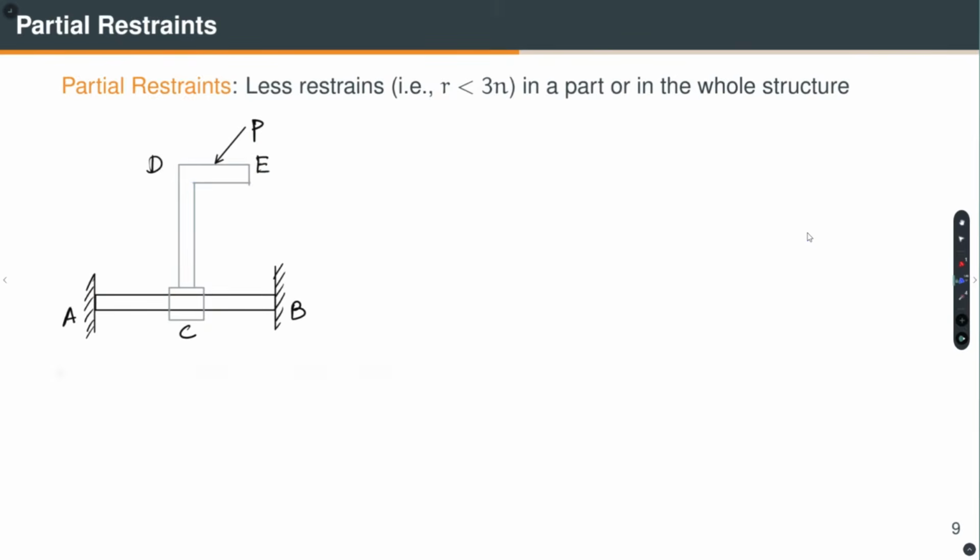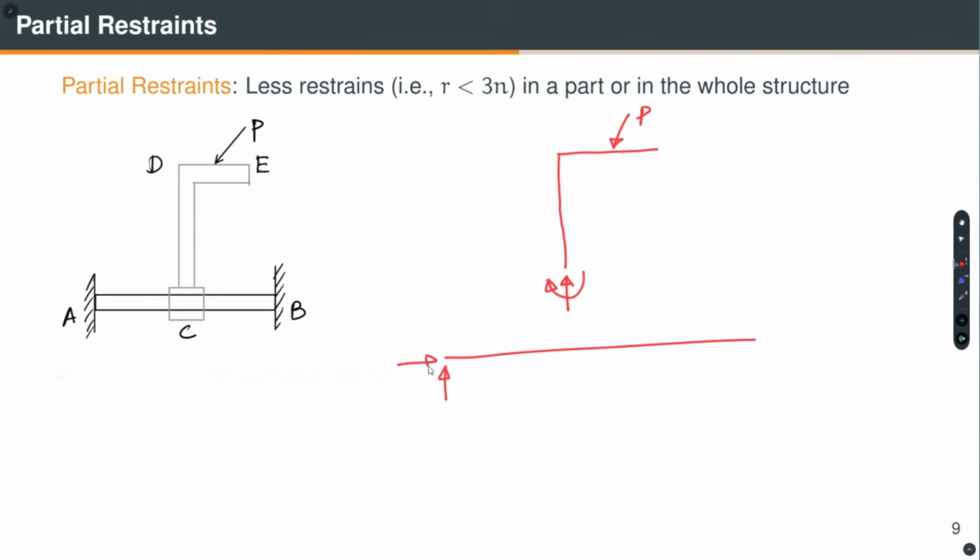Okay. Now, you can also have partial restraints. Partial restraints means you have less restraints than necessary in a part of the body or in the whole structure. For example, I am showing you a case where I have a beam A, C and B, and then there is a bracket, there is a body connected like this using a bracket. Okay. So, if I draw the free body diagram for this bracket, what do you see? So, let us say this is the load acting. Okay. So, this bracket is such that it will offer you a vertical reaction and it will offer you a moment like that, right.